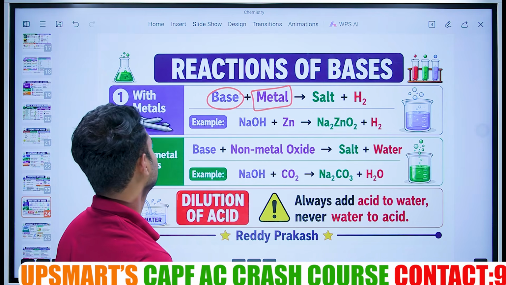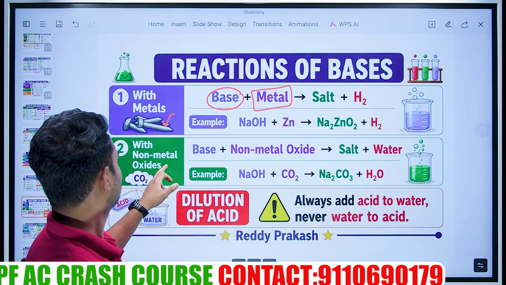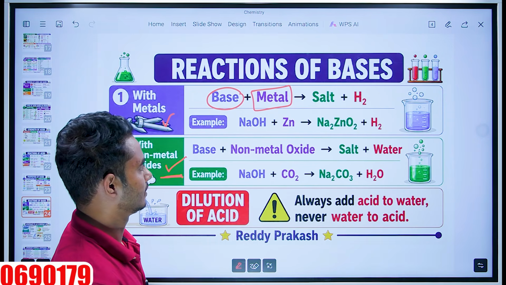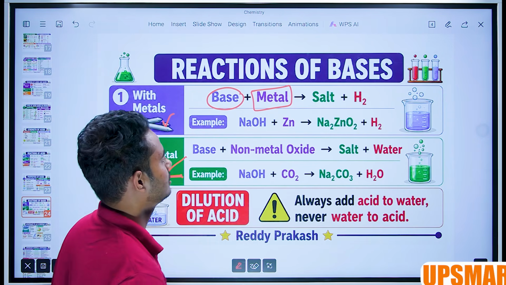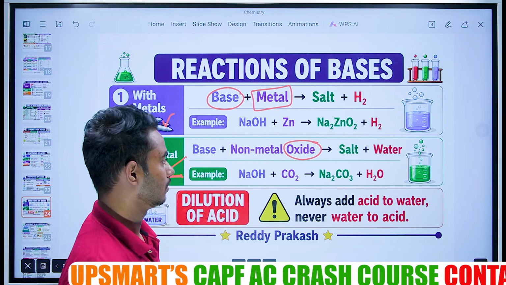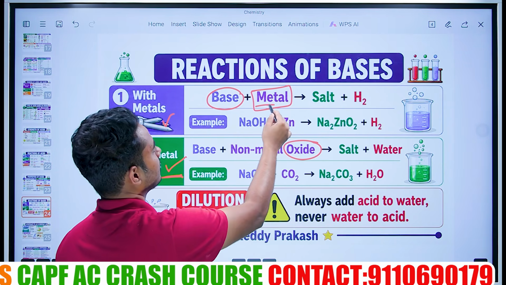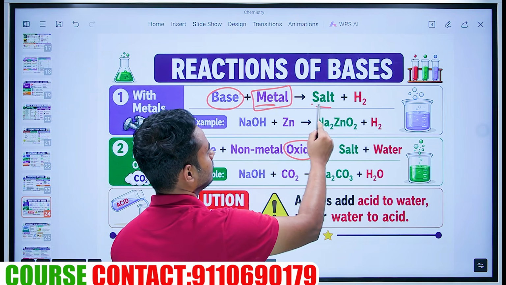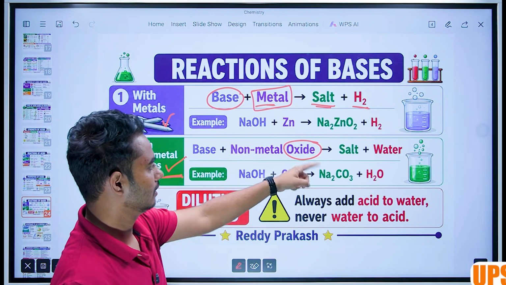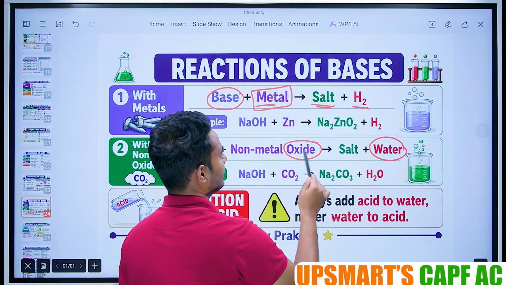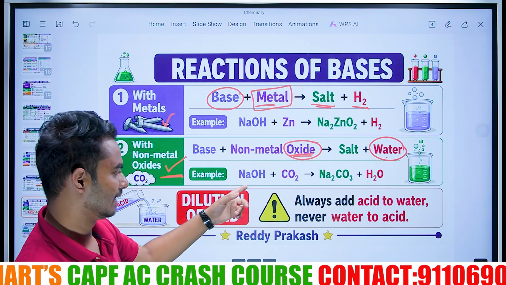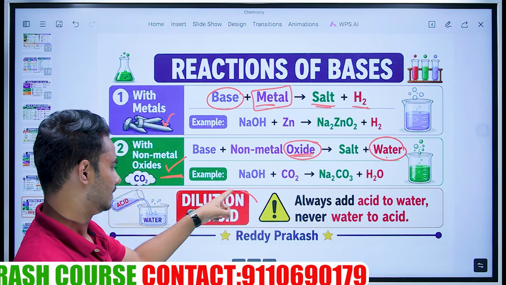One is reaction with metals. The second is reaction with non-metal oxides. Non-metal oxides still have oxides in them. Oxides means O, oxygen ions. When a base reacts with a metal, what it forms is salt plus H2. When it has oxides, the H2 will become water. Examples you can study.